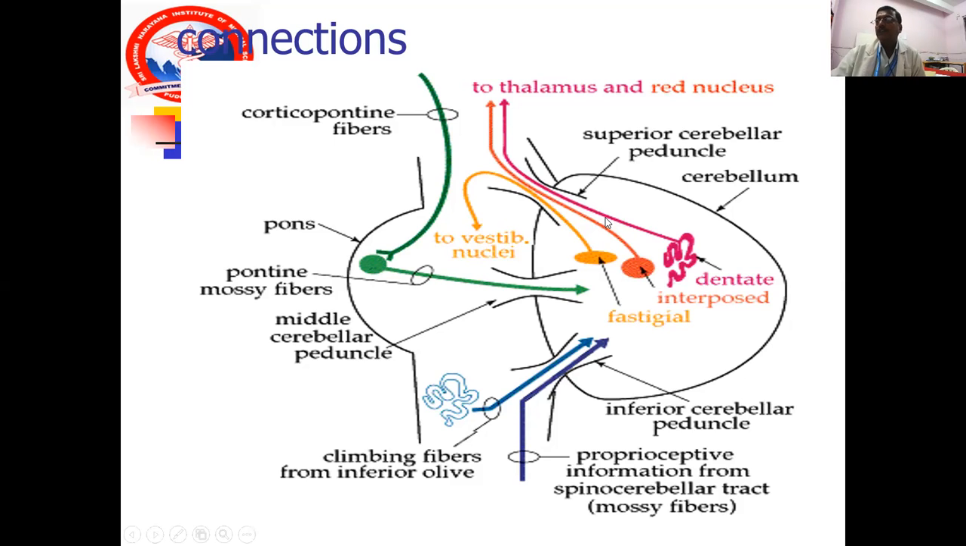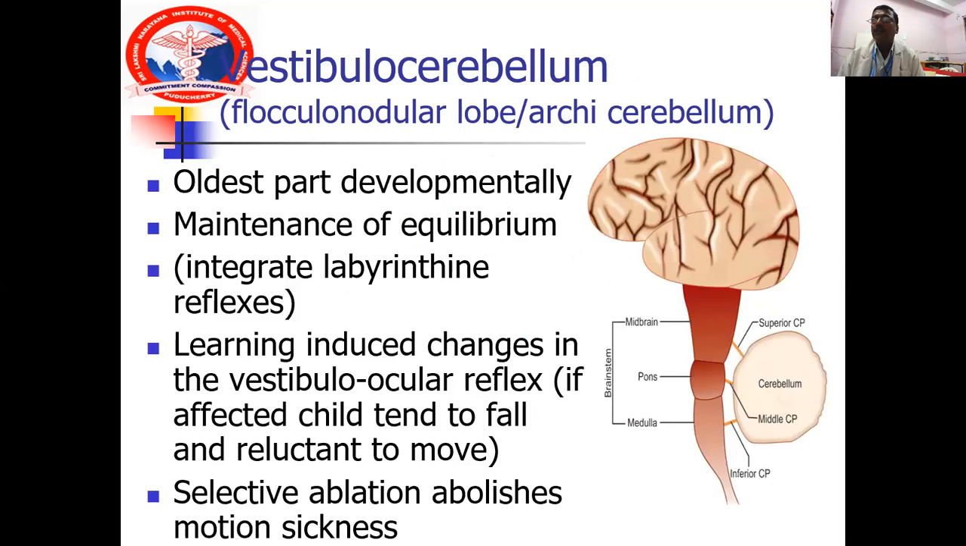Now, see this right hand side, the biggest part is an extension called cerebellum. Within this, you can see the nuclei: dentate nucleus, interposed nucleus, fastigial nucleus. Okay, then now coming to the individual parts.